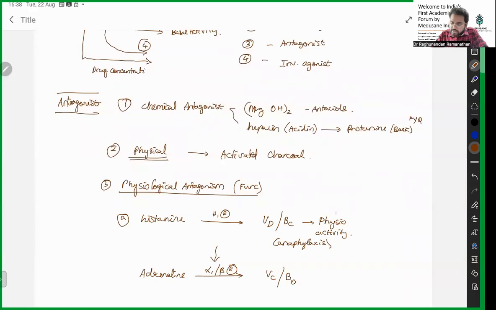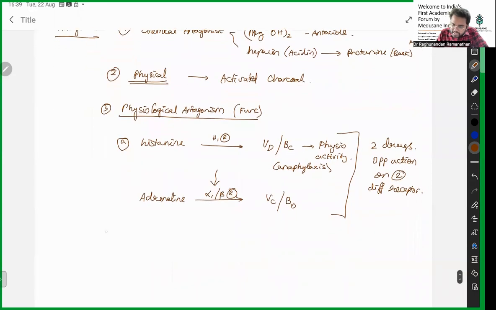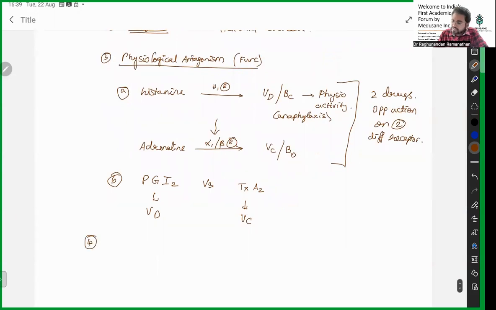Opposite mechanism. So that means two drugs that produce opposite actions on two different receptors is called your physiological antagonism. And another example is PGI2. PGI2 causes vasodilatation versus thromboxane A2, which causes vasoconstriction. Now, the fourth one which we are going to deal with is very important.